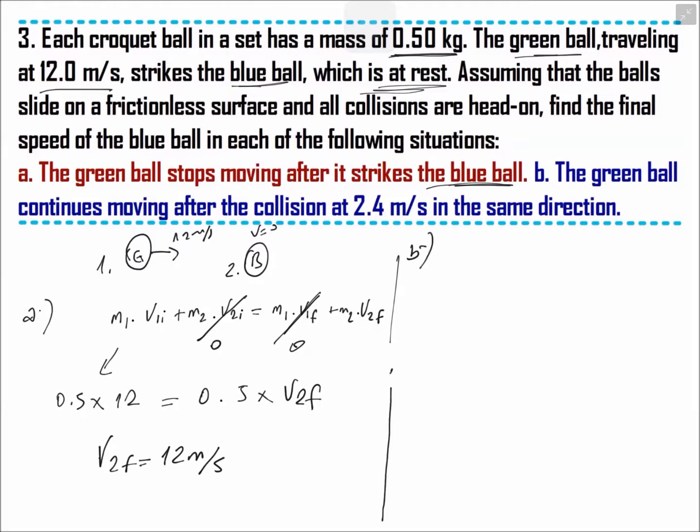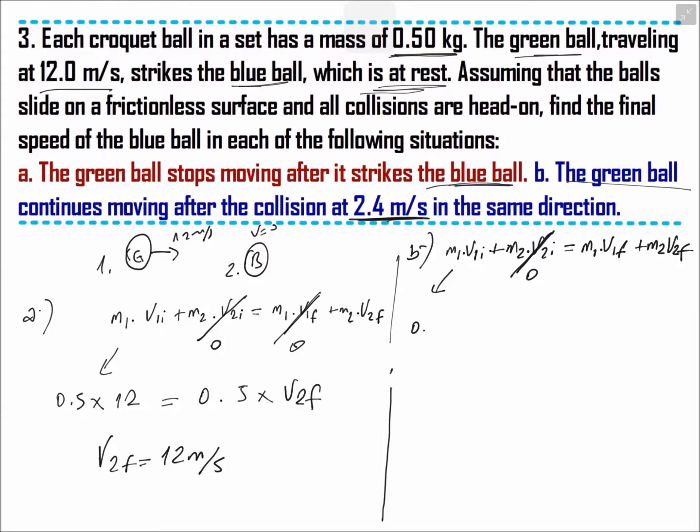At part B, it says the green ball continues moving after the collision at 2.4 meters per second in the same direction. So again, we're going to write the same formula: m1 times v1 initial plus m2 times v2 initial equals m1 times v1 final plus m2 times v2 final. Now the initial velocity of the blue ball is 0, so this term will be 0, but at B, the final velocity of the green ball is different than 0.